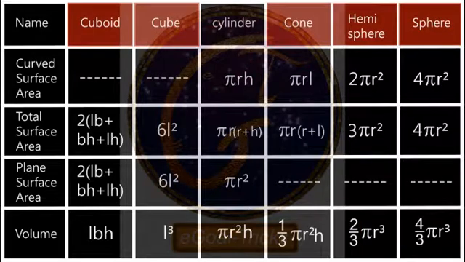Hemisphere is complete. Then in cylinder write 2 3 times. Then cylinder is complete.